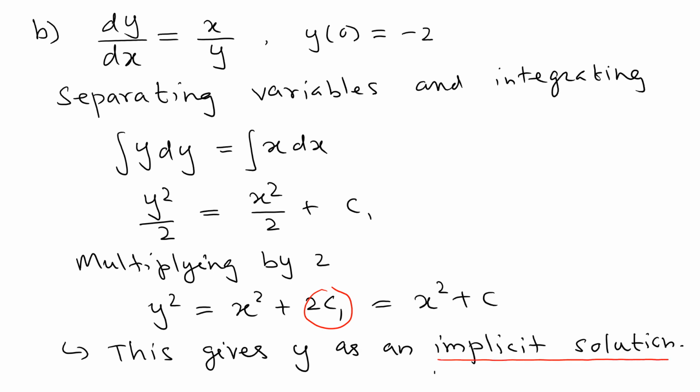Now, if possible, we normally try to solve for y. In this case, you can do that because you can take the square root of both sides. So let's do that. If you solve for y, you can see that because of the square, you get y equals plus or minus, two different solutions, the square root of x squared plus c. That is the explicit solution. You write y as a function of x, but there are two solutions.